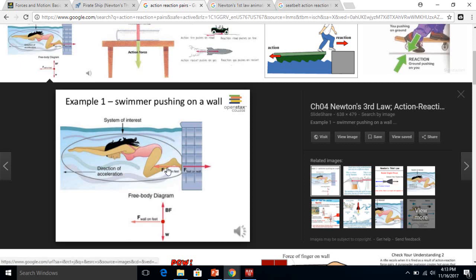Here's another example. The swimmer pushes with her feet on the wall to the right. The wall pushes back on her feet to the left, and then she accelerates off. That's the third law.